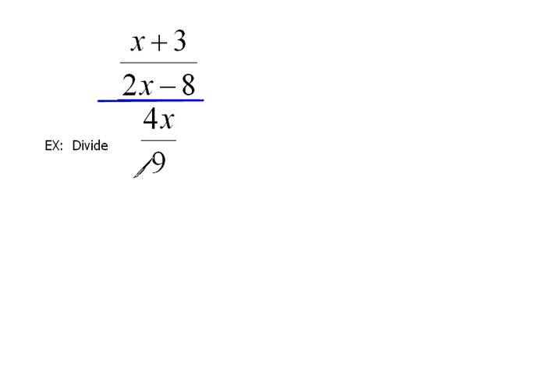So you know what? As we're going through this, let's do that all in one step. So this would be x plus 3 over 2x minus 8. But instead of divided by, let's go ahead and change it to multiplication, and let's flip our second fraction. So instead of 4x over 9, we're going to flip it to make it 9 over 4x. Now we're back to just a multiplication problem, just like we did a while ago.